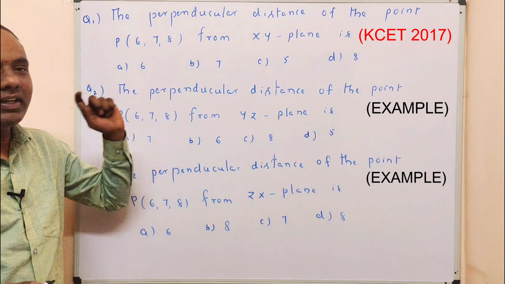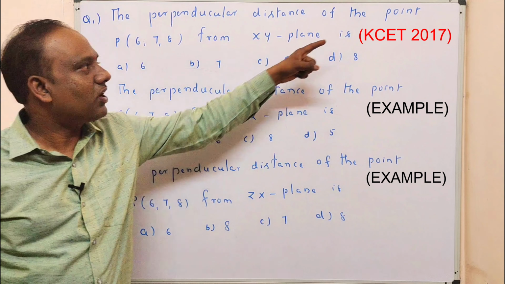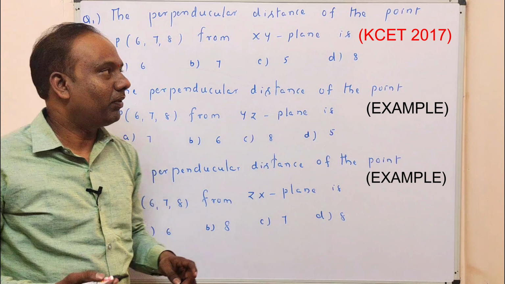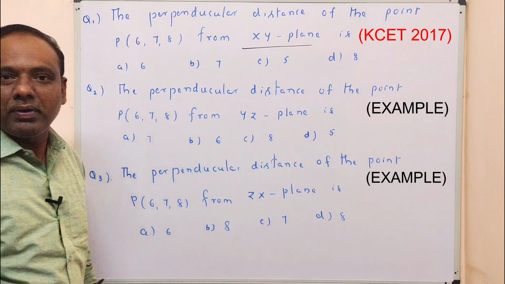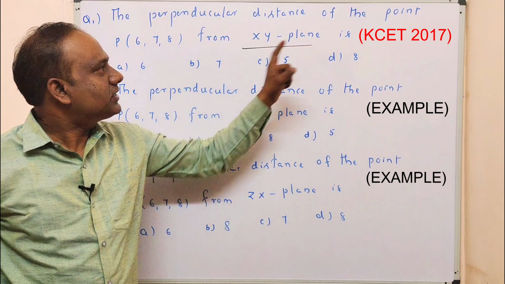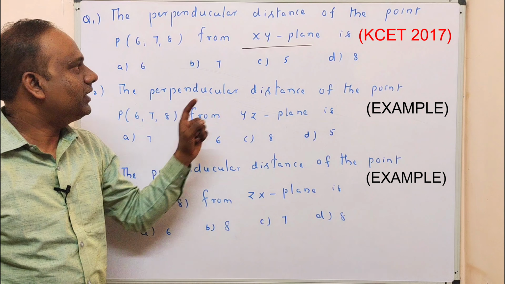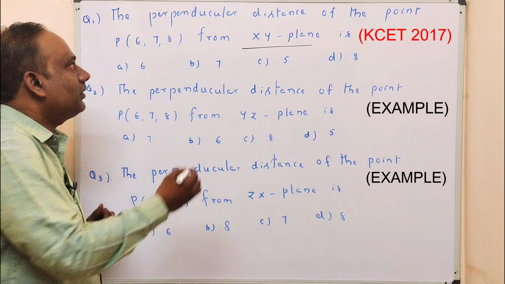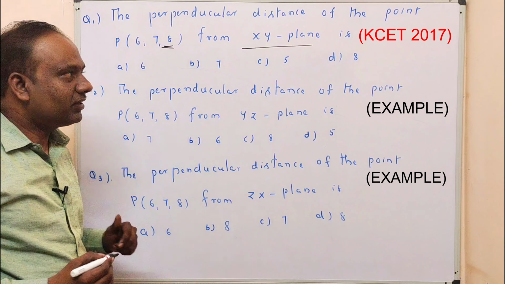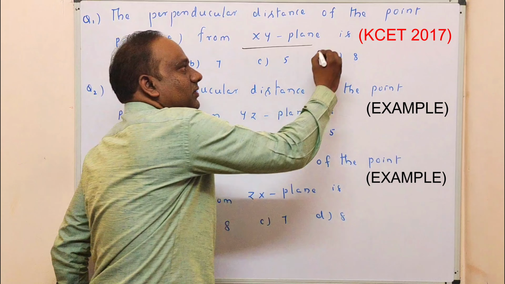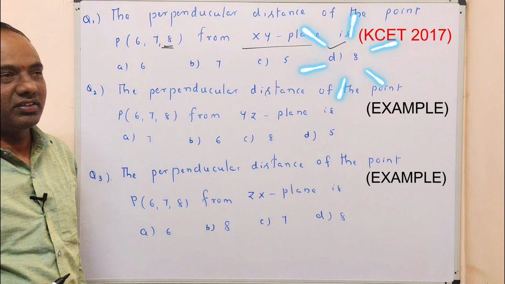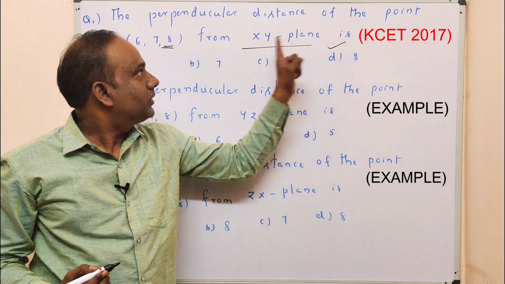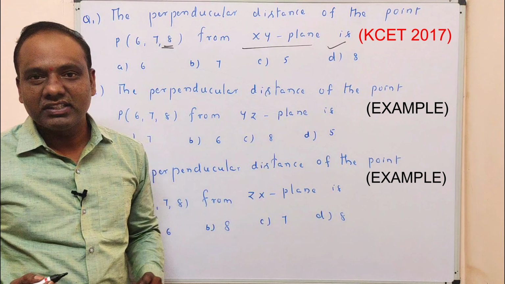Here the question is: the perpendicular distance of the point P(6, 7, 8) from the XY plane. XY plane means the distance is the Z coordinate. So this is the Z coordinate. The correct answer is option D. XY plane means the Z coordinate is the answer. Option D is 8, so that is the correct answer.